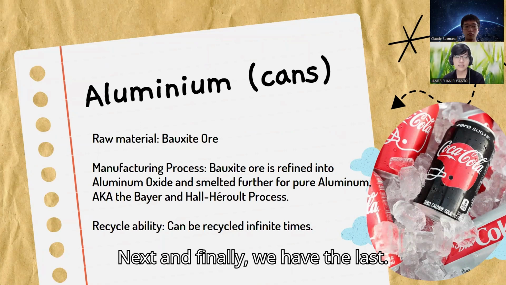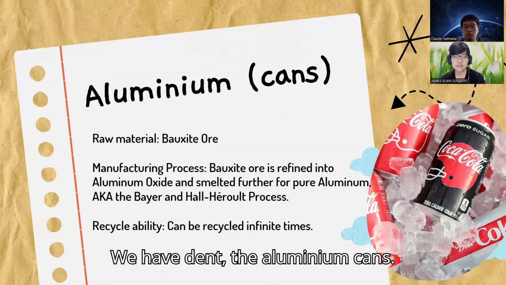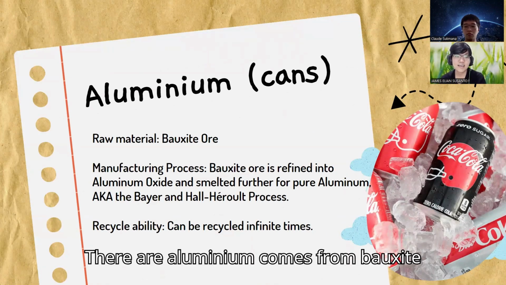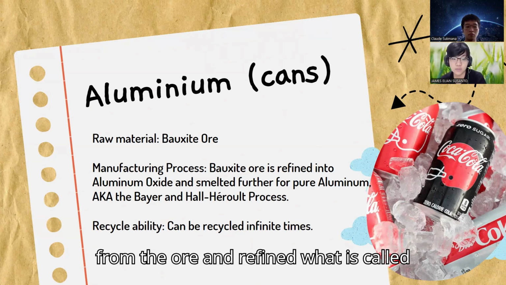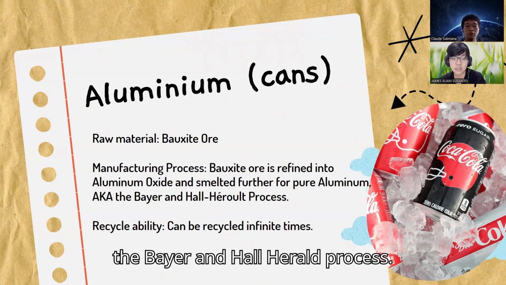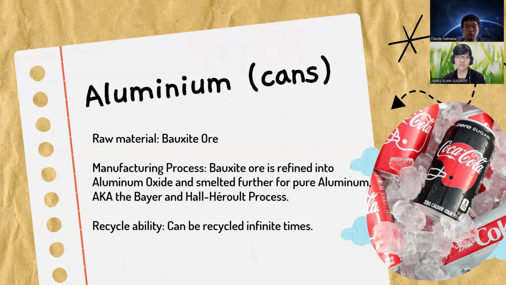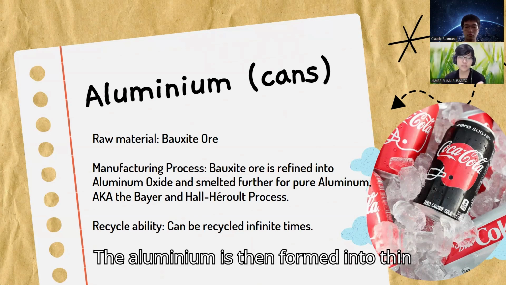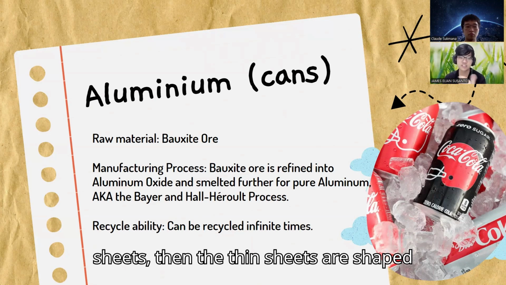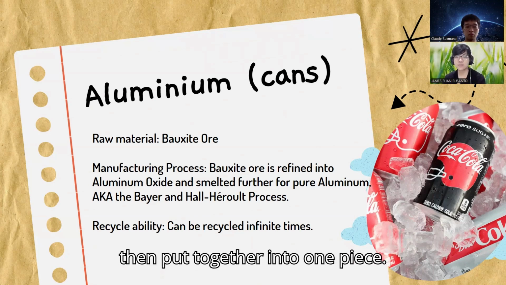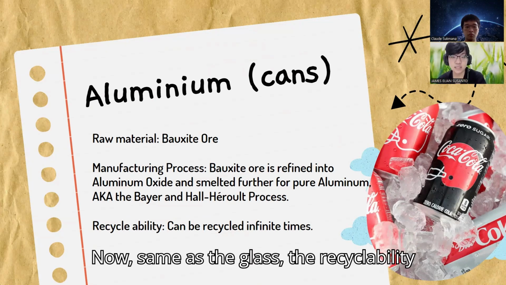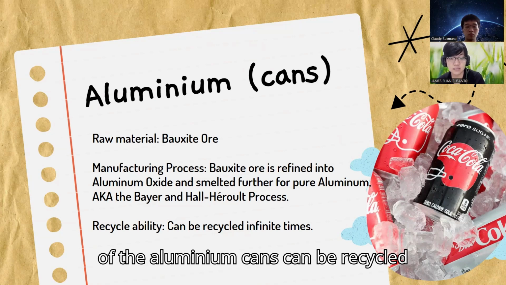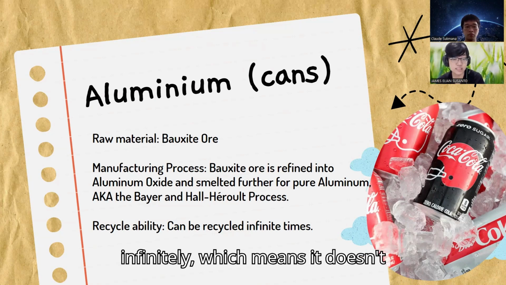Next, and finally, we have the aluminum cans. The raw aluminum comes from bauxite ore. The aluminum is extracted from the ore and refined through what is called the Bayer and Hall-Héroult process. The aluminum is then formed into thin sheets. Then the sheets are shaped to create the body of the cans and then put together into one piece. Now, same as glass, aluminum cans can be recycled infinitely, which means they don't experience degradation.